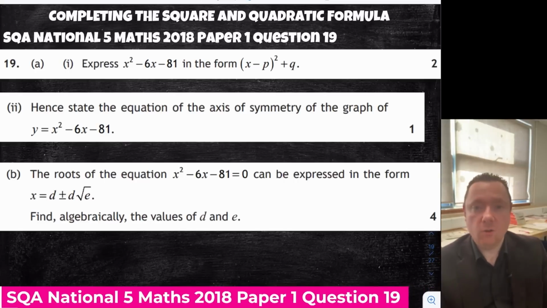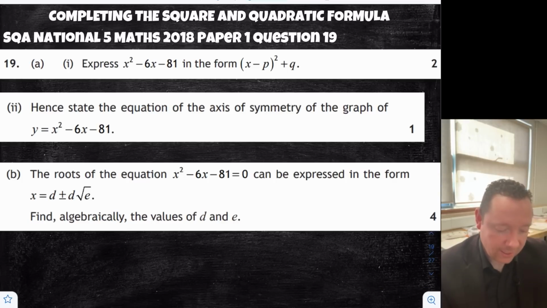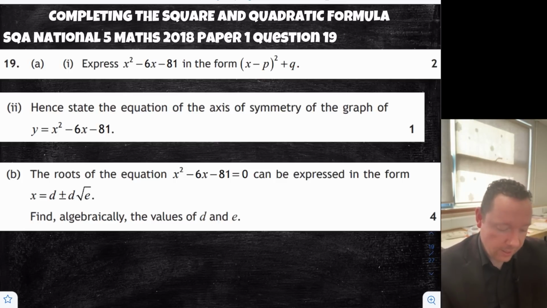Okay, completing the square in the quadratic formula. SQA National Maths 2018, paper 1, question 19. Quite a big one this. Part A, express x squared minus 6x minus 81 in the form (x minus p) squared plus q, or (x minus a) squared plus b, completing the square. Then state the axis of symmetry, which we'll get to, and the roots of this can be expressed in this form. Find the values of d and e.